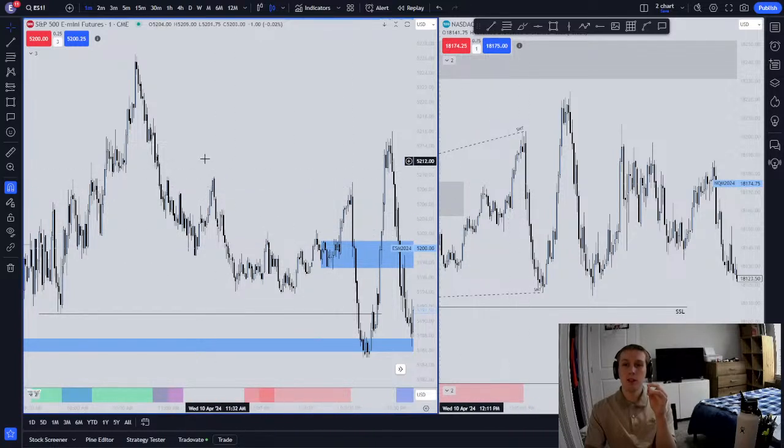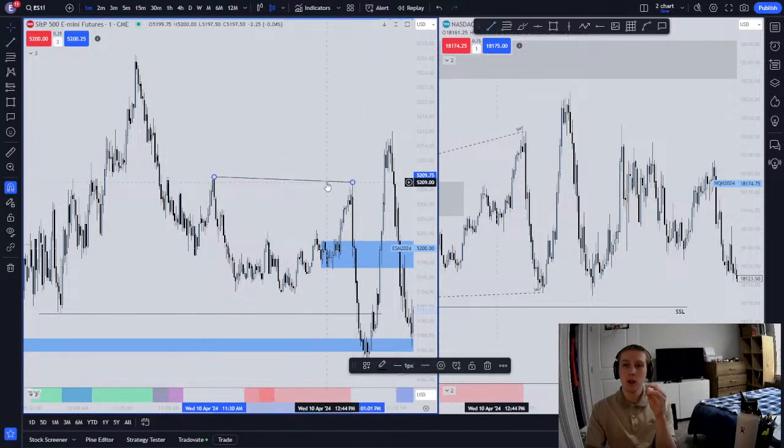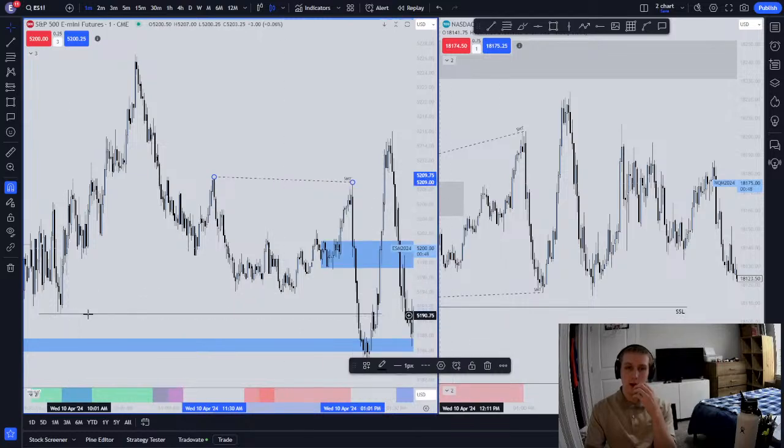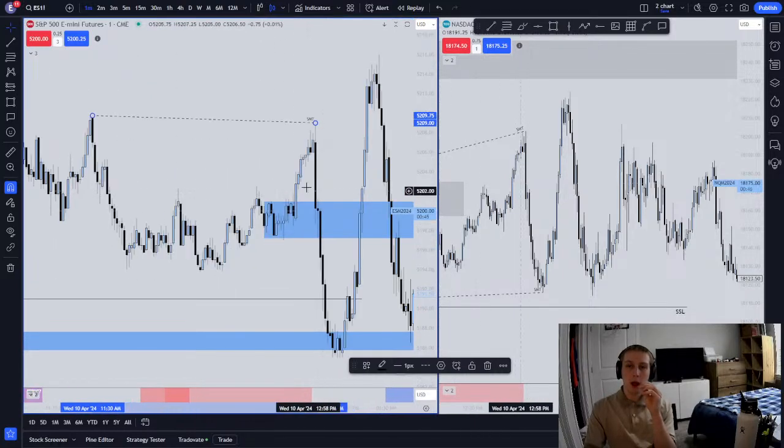And then, boom. This is when we have that 1 p.m. news right here. We end up forming an SMT here. And then we end up dumping and finally taking out these lows. This low here. I don't like this trade either. There's no real trade offered.